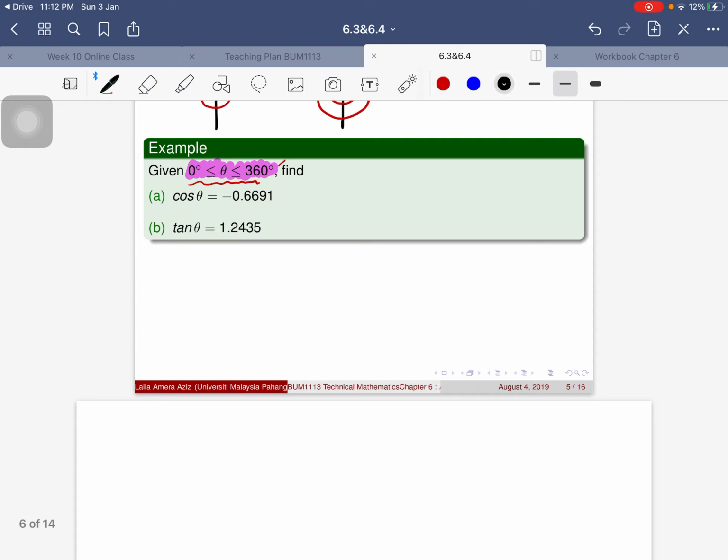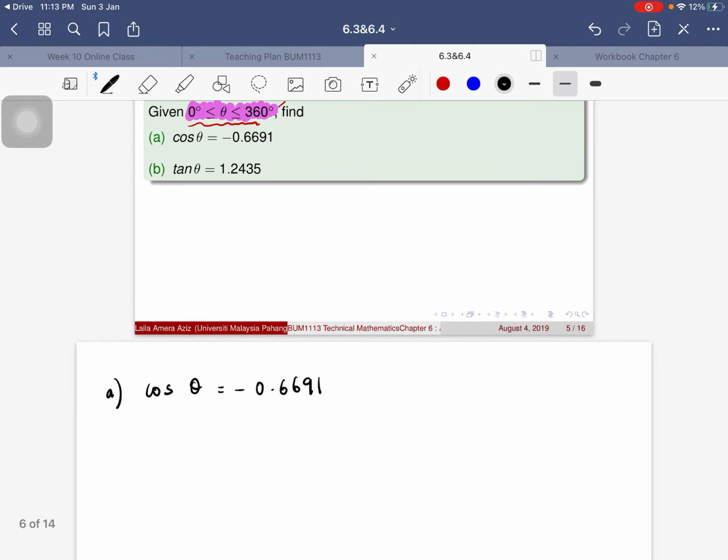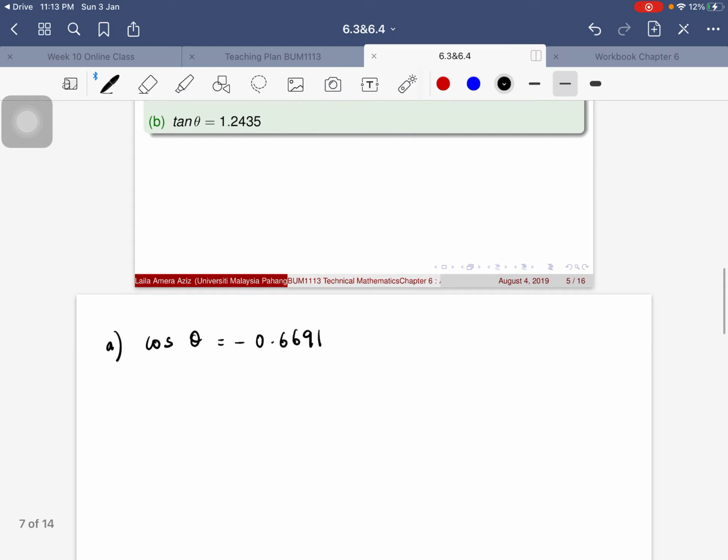First for A, we're going to find the value of theta if cos of theta equals negative 0.6691. Okay, let me find my calculator first. Okay, now let's start with the calculation.